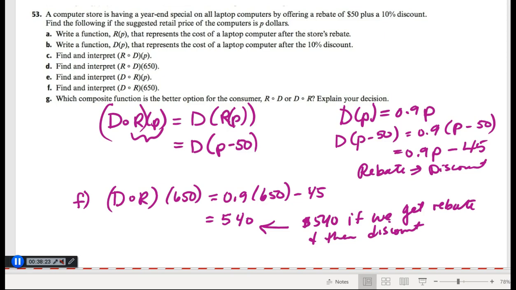And then part G says, which composite is better? So we said that for part D, our price was $535. And in part F, our price was $540. So we can see that R composed with D is a better value because $535 is less than $540. So I want to have the 10% discount off the regular price first, and then I'll get a better deal.